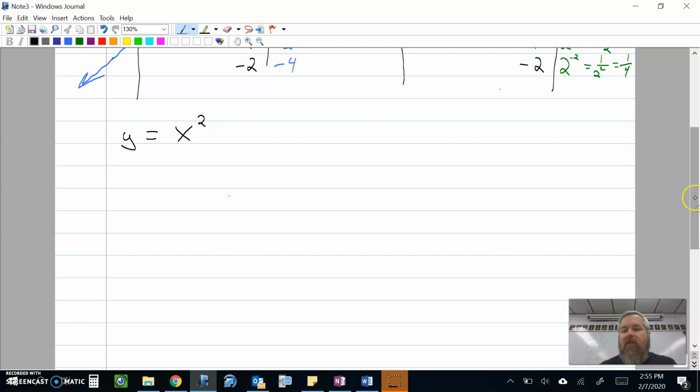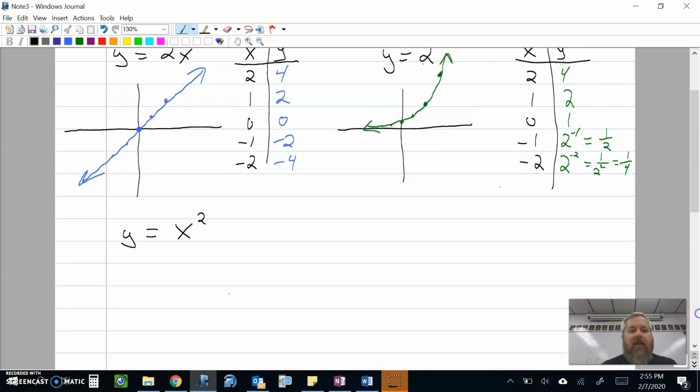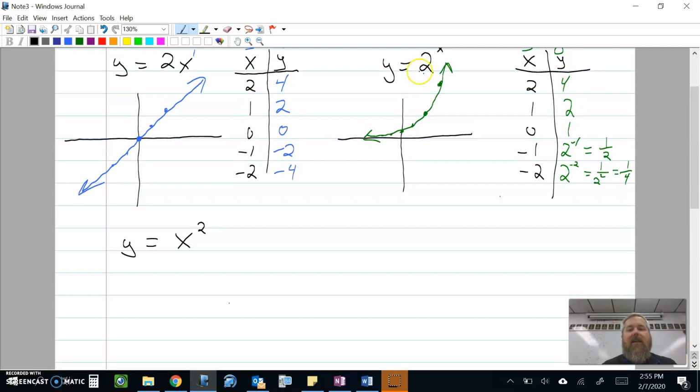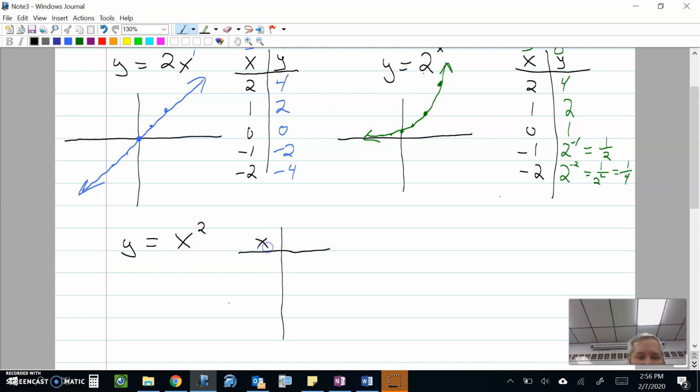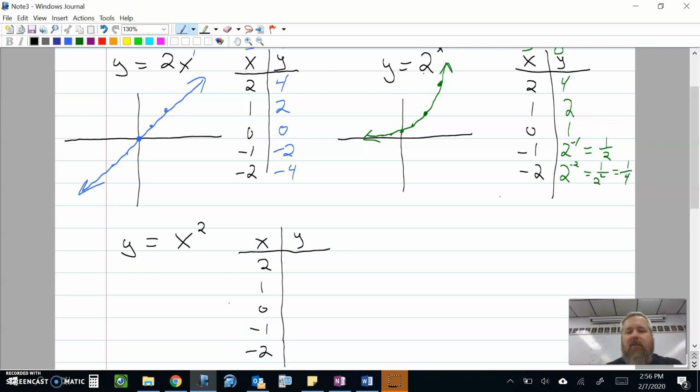So before, for linear, it was y is equal to 2x. For exponential, x was in the exponent. Now x is the base and 2 is the exponent. Let's make a table of values of this real quick. Let's see what's happening here. I got x, I got y. 2, 1, 0, negative 1, negative 2. Fill in this table of values real quick.